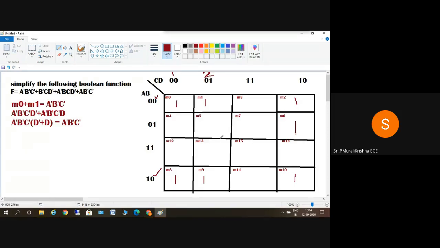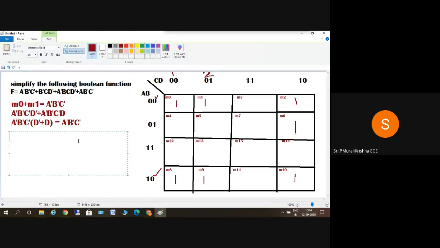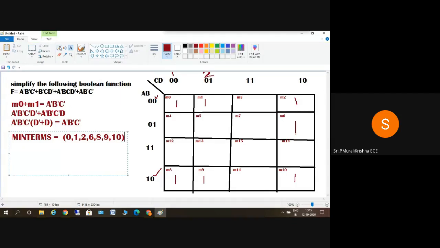Okay. Now what are the min terms here? So min terms are nothing but, what are the min terms available here? Min terms are 0, 1, 2, 6, 8, 9, 10. So these are the min terms here. So now I need a minimized expression here.